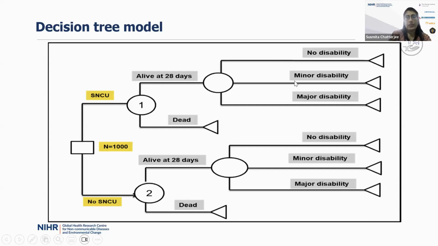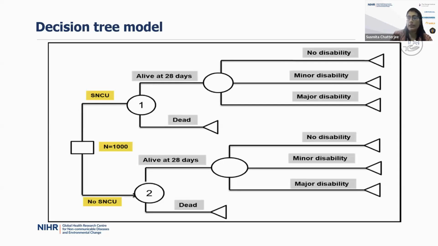A couple of things to note here. One is that this is unidirectional, you see. We never said whether it will be major disability and then going back to minor disability and coming back to major disability, like those chances. We did not take those chances. We just said one thing will happen. Either there will be no disability, minor disability, or major disability. That's it. It's a simple model, okay?